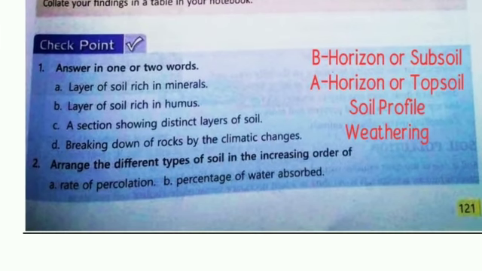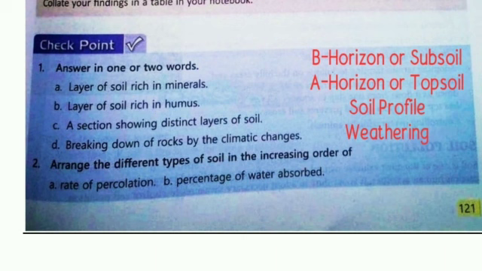Answer in 1 or 2 words. Layer of soil rich in minerals: B horizon or subsoil. Mostly B horizon, as topsoil is also rich in minerals, but we have written here B horizon. Layer of soil rich in humus: it is A horizon or topsoil. A section showing distinct layers of soil: it is soil profile. And last one, breaking down of rocks by climate changes: it is called weathering.